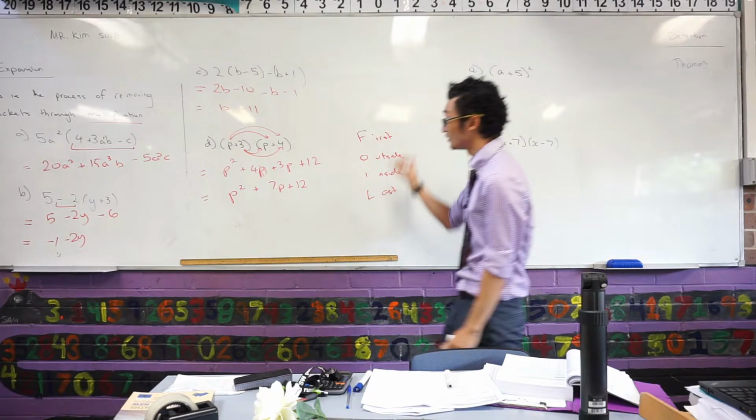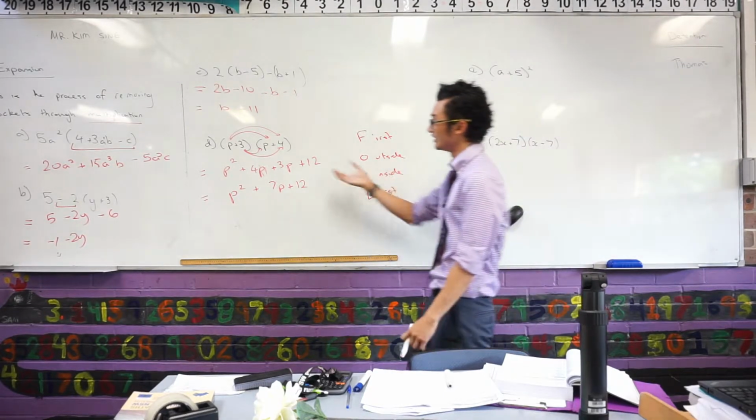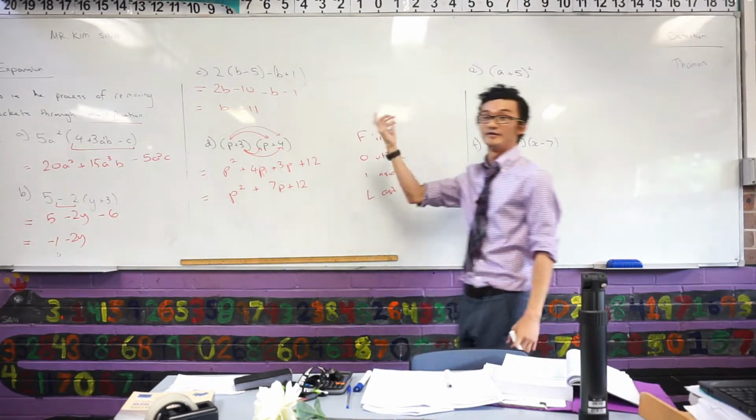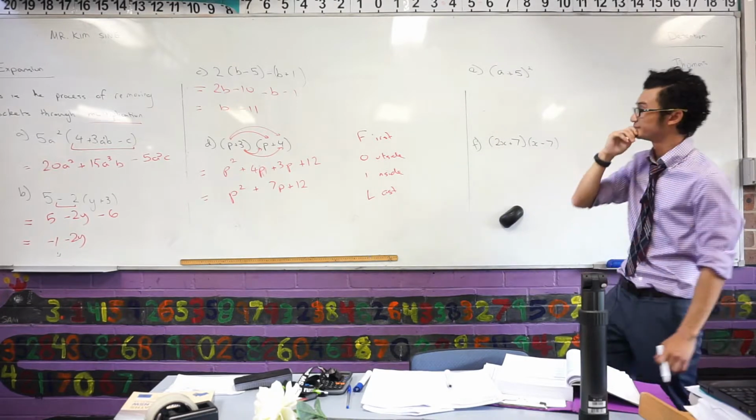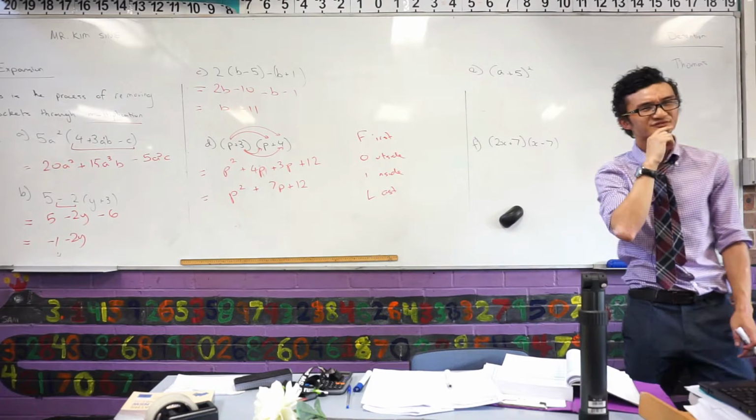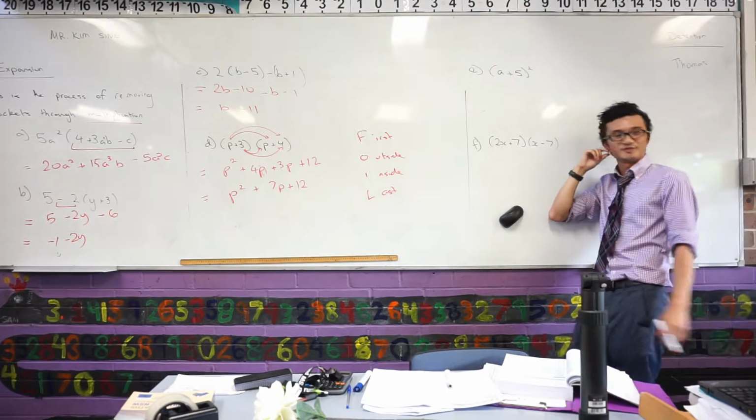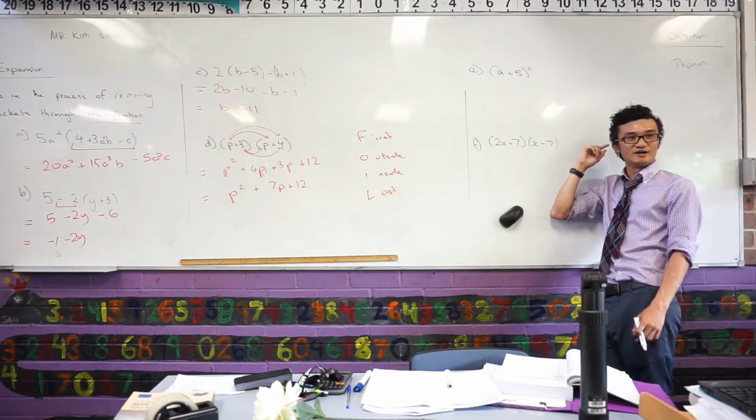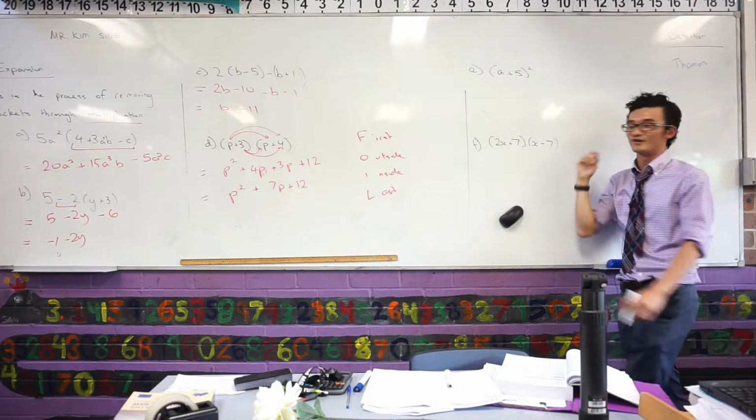So this first, outside, inside, last, or FOIL technique is just a way we can try and make sure we got all the terms there. What about something like this? How would I do this one? It's a bit trickier. I'm picking someone who hasn't actually said anything yet. Laura, how would I do this one?